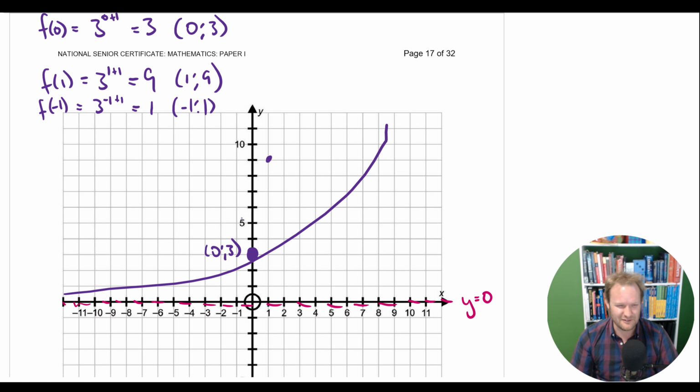But notice how I caught myself. Why? Because I know there's an asymptote at y equals 0, so it doesn't make any sense. How can I reach the asymptote? Kind of the definition of an asymptote.